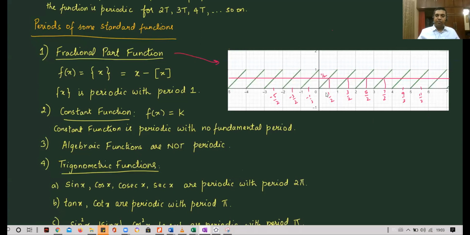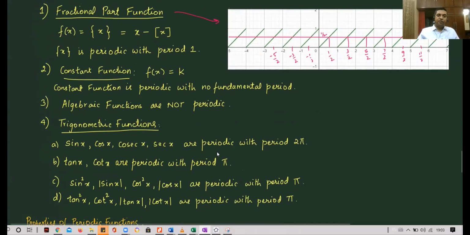Here it has a fundamental period. You have half, 1 as the fundamental period. After every 1 unit, the function repeats itself. The values of the function repeat. However, for a constant function, you cannot say that it has a specific period.